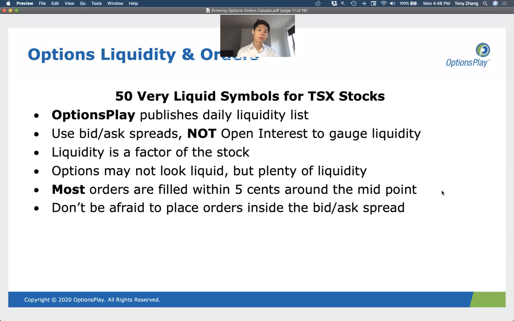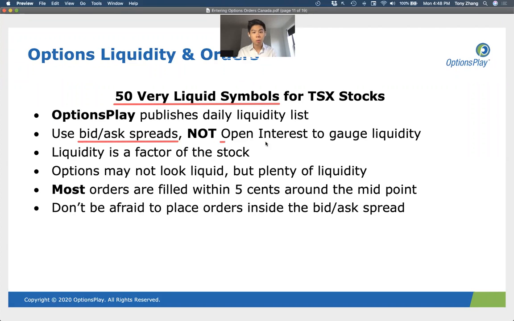Now, in the TSX, there are about 300 plus names that you can trade options on. From our perspective, when we look at liquidity, we see that there are about 50 very liquid symbols out of the 350 something names that you can trade options on. So we publish this daily list every single day so that you know which names are most liquid in the TSX. And what we use to calculate this is the bid-ask spread.